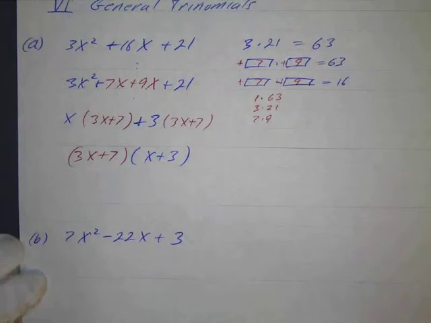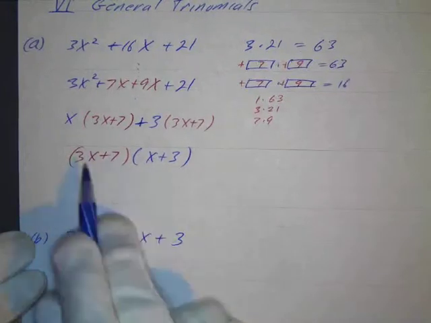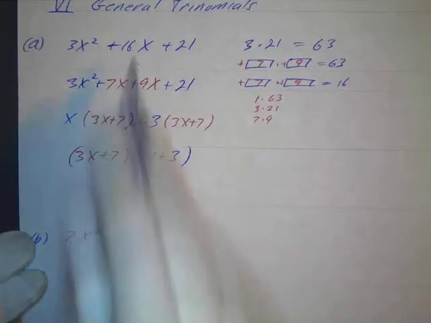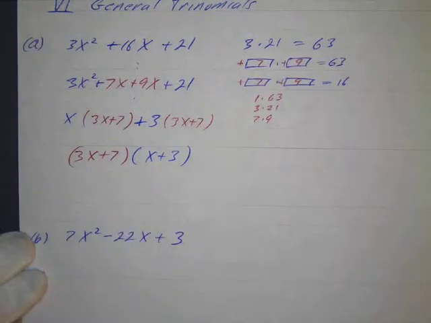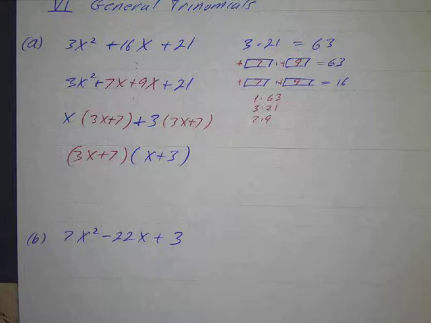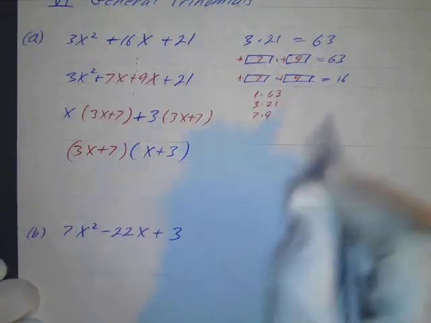So there you go. And then you can always multiply it out to check. 3x times x is 3x squared. 9x plus 7x is 16x. And 7 times 3 is 21. So it checks out. Okay? So a relatively easy method once you get the hang of it, and do your little side work over here. All right, let's try the next ones.